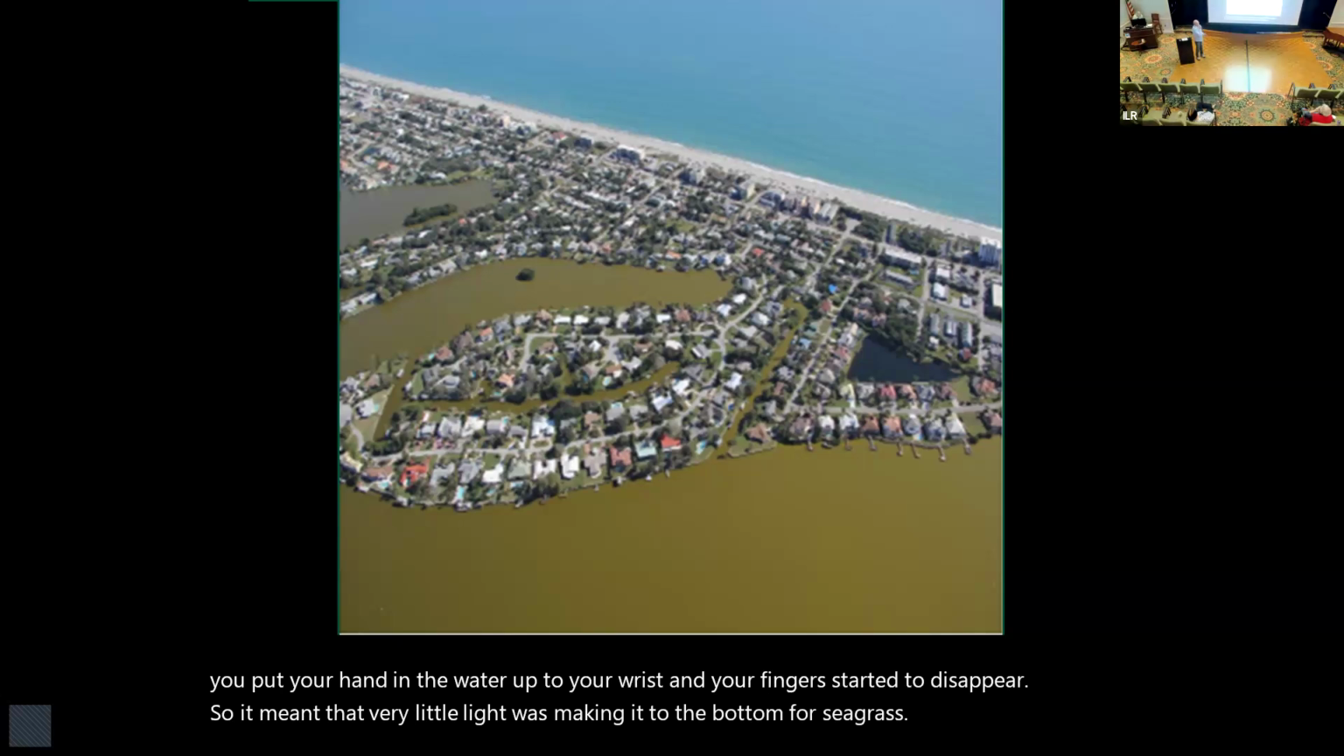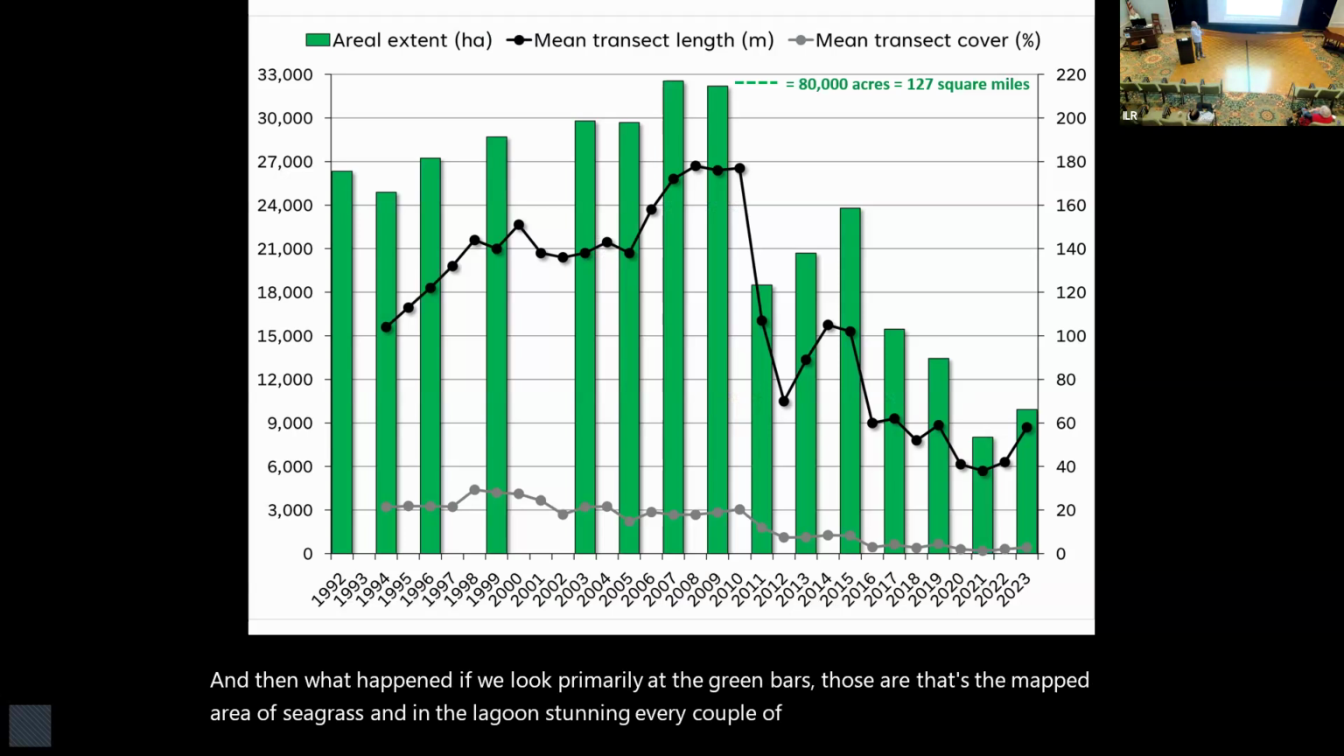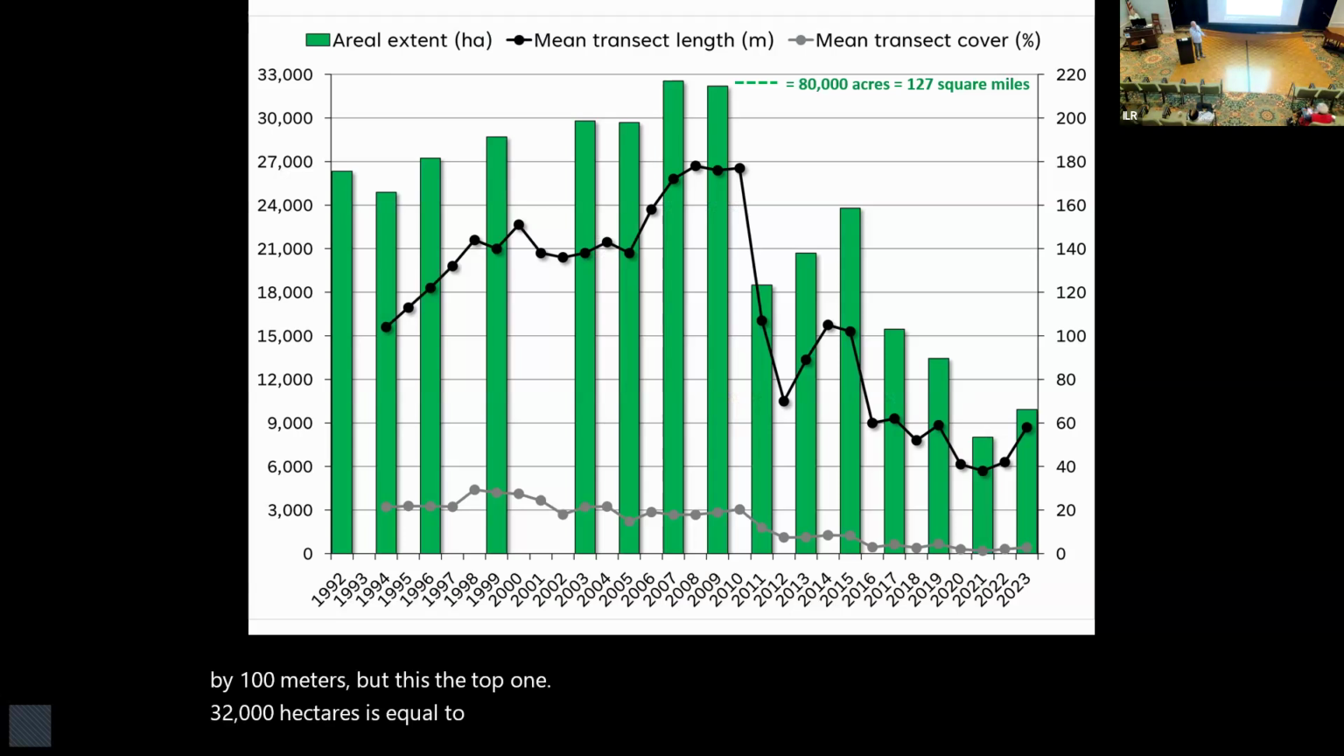And then what happened? We look primarily at the green bars. That's the mapped area of seagrass in the lagoon. It's done every couple of years. It's in hectares, 100 meters by 100 meters. But the top one, about 32,000 hectares, is equal to 80,000 acres or 127 square miles. It's a lot of grass.